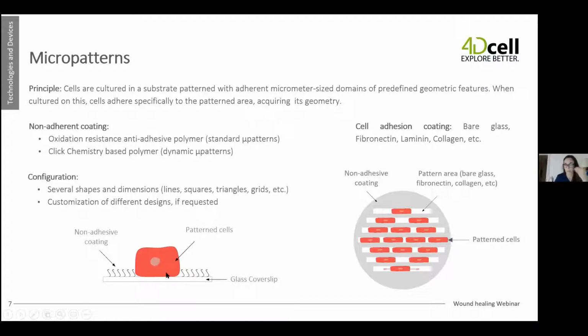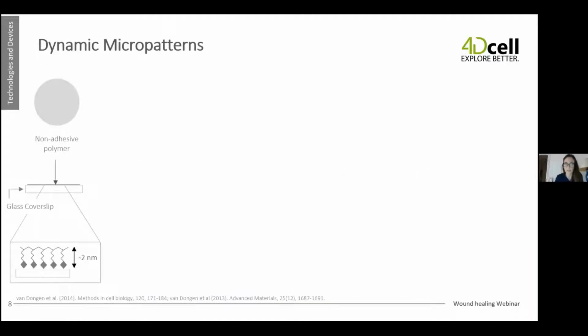so you can see it from another perspective. So what I just explained is how the standard micropatterns work. The principle is similar for the wound healing assay, but we use something called click chemistry-based polymer. And for the wound healing, we specifically call the micropatterns dynamic micropatterns. So I'm going to explain how the method works, or how we developed this method.